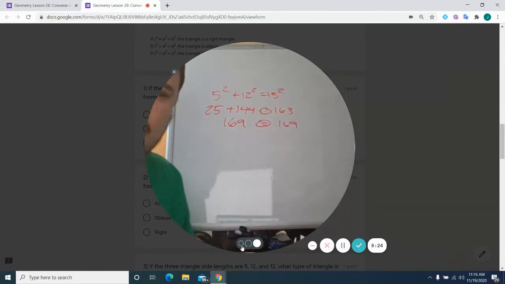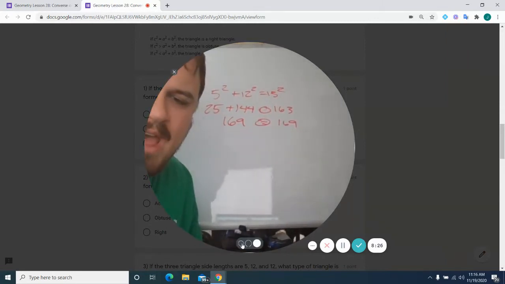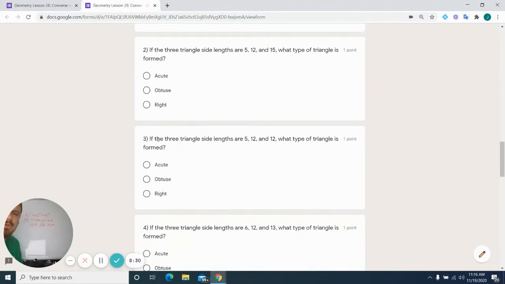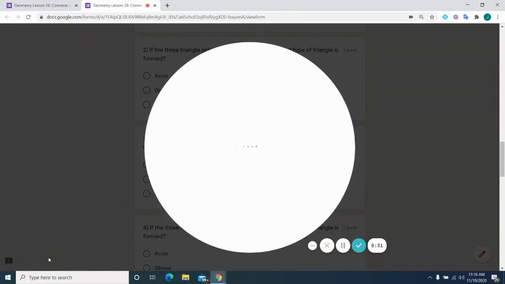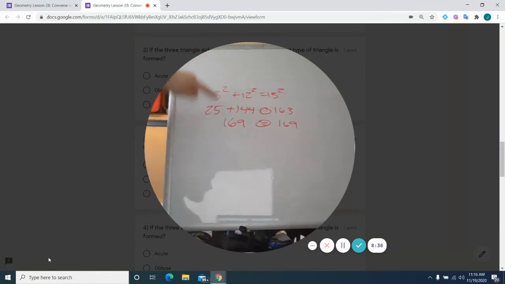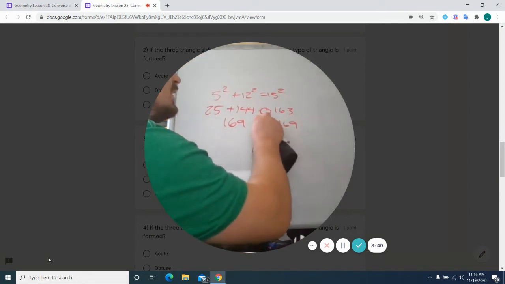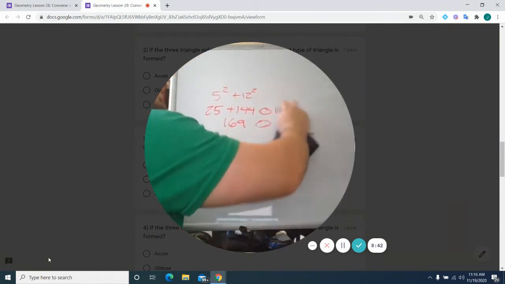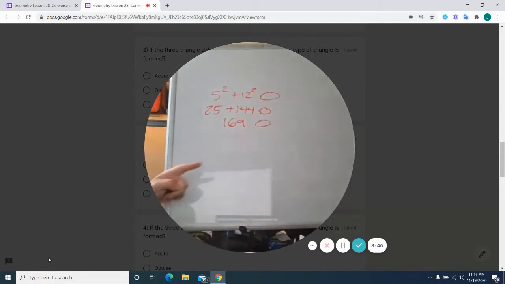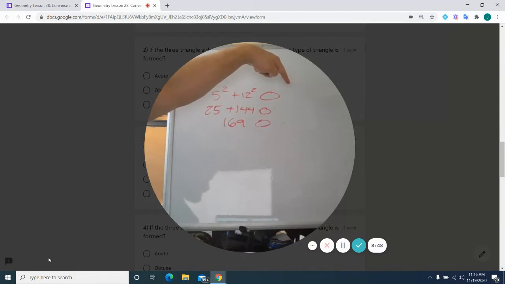So if they equal each other, what kind of triangle do we have? We have a right triangle. So number 1, it's a right triangle. Number 2, it's 5, 12, and 15. So here's what I'm going to do. Hopefully this doesn't confuse you. It's 5 and 12. I'm going to leave all that there, but I'm going to change this side of the equation. Now, hopefully some of you can just figure it out right away. Think about when it was 13, they equaled, and we're turning 13 into 15 over here.